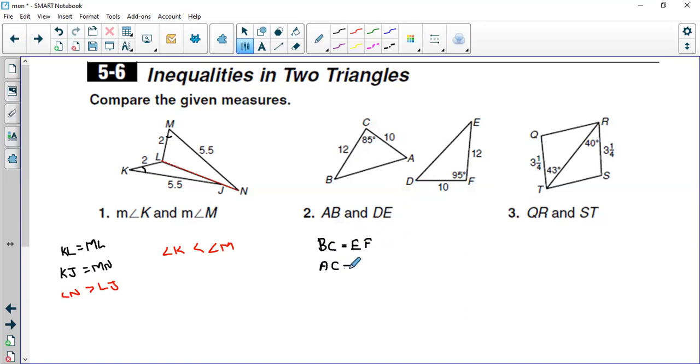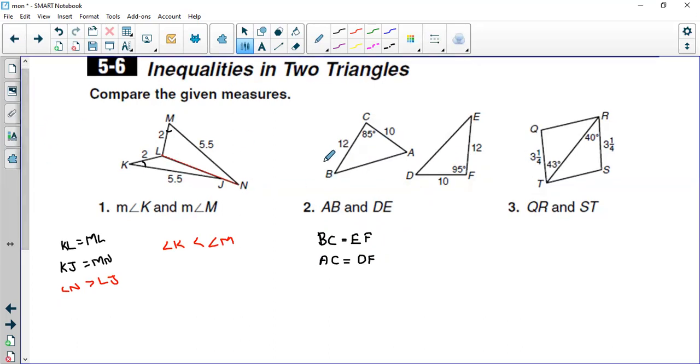So AC equals DF. And then how about these angles? This angle is 95, that's angle F is 95, and angle C is 85. So which angle is greater? Of course, angle F is greater than angle C. So which means the corresponding side for angle F is DE, right? So DE is of course going to be greater. Which side is corresponding to angle C? It's AB. So AB is smaller.